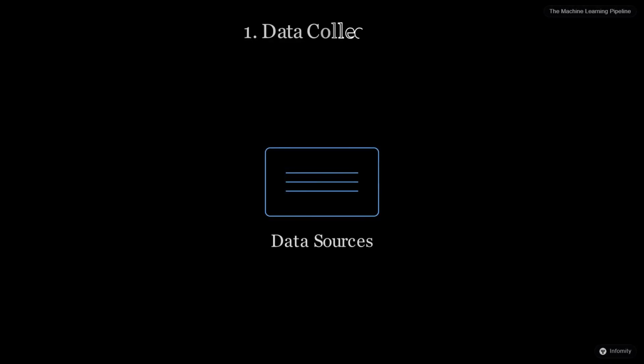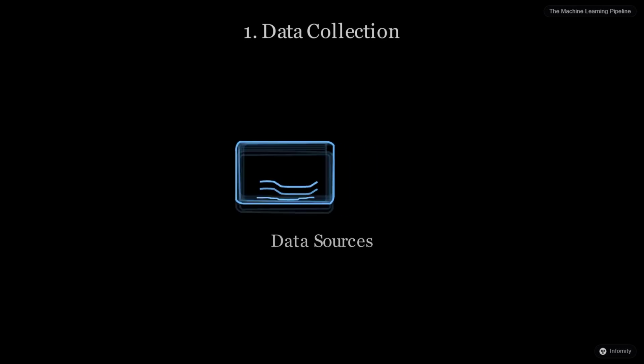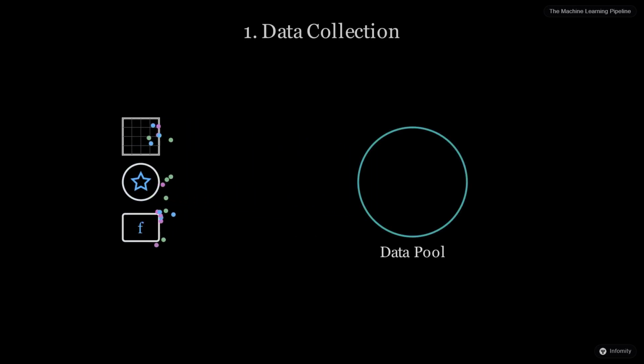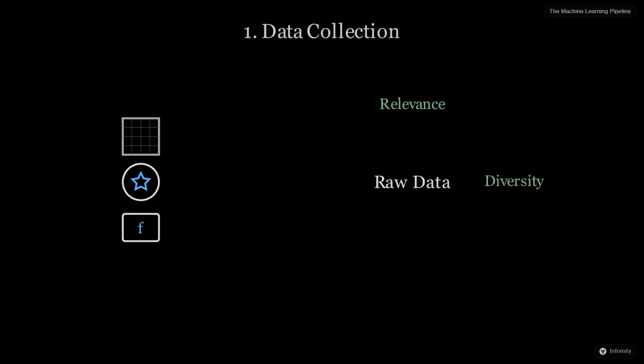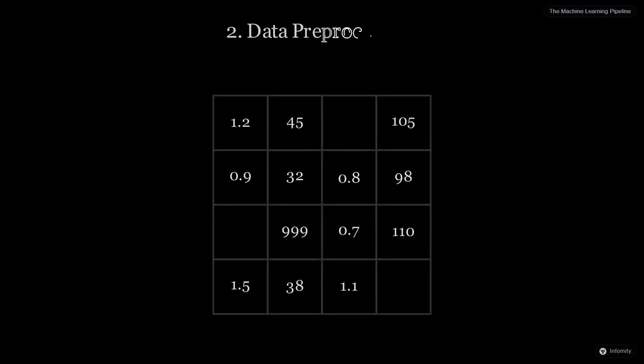The very first, and arguably most critical, step in our machine learning pipeline is data collection. Just as a chef needs quality ingredients, a machine learning model needs relevant and diverse data to learn effectively. This data can come from many sources, such as databases, sensors, web scraping, or user interactions. It's essential to gather enough data that accurately represents the problem we're trying to solve, ensuring it covers various scenarios and reduces potential biases. Once data is collected, it's rarely in a perfect state for modeling.